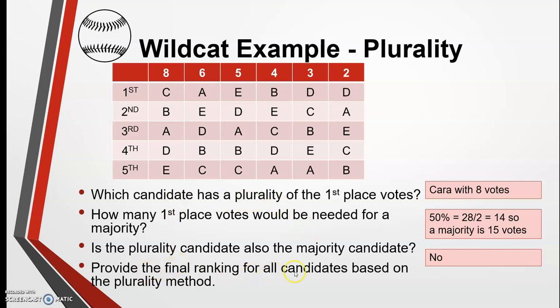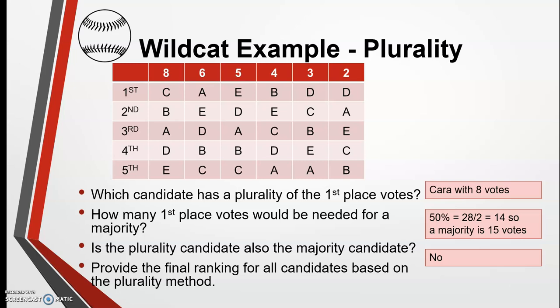To provide the final ranking for all of the candidates, we're going to put them in order from least to greatest. And we have C with 8. Then we have A with 6, but remember in third place we have 2 different candidates that have 5 votes. So in this case we simply have to say that they tied because we did not have an established tiebreaker before we started the election.